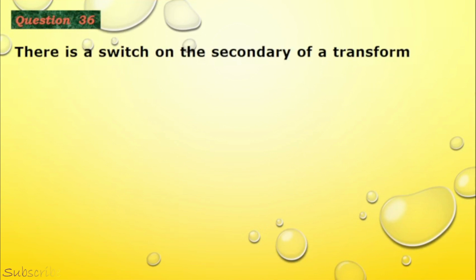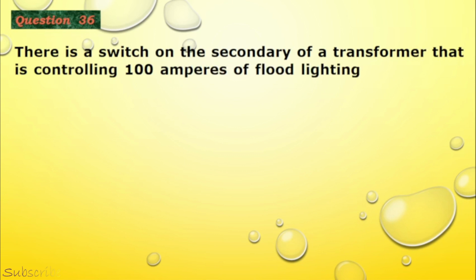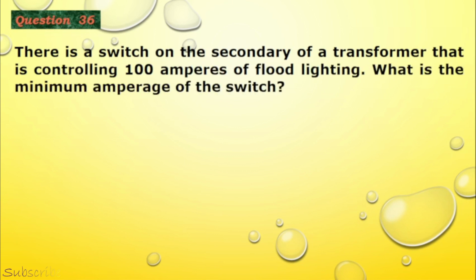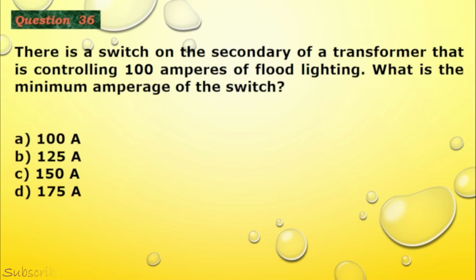Question number 36. There is a switch on the secondary of a transformer that is controlling 100 amperes of flood lighting. What is the minimum amperage of the switch? A. 100 amperes. B. 125 amperes. C. 150 amperes. D. 175 amperes. The correct answer is letter B. 125 amperes.